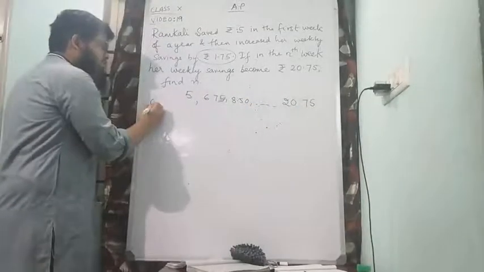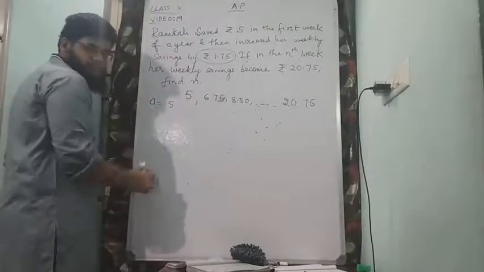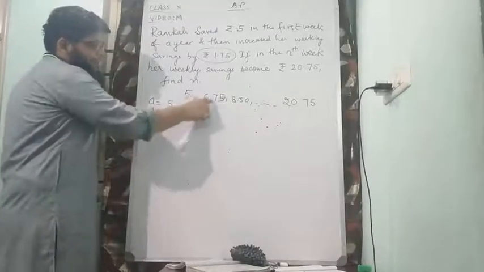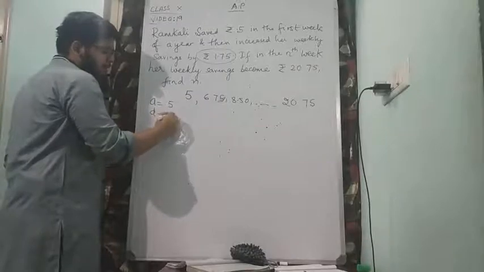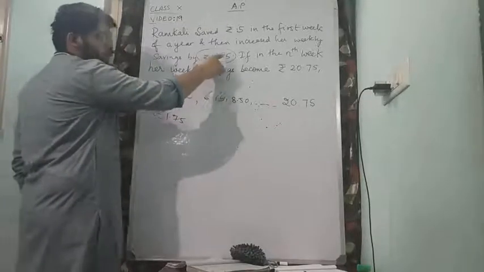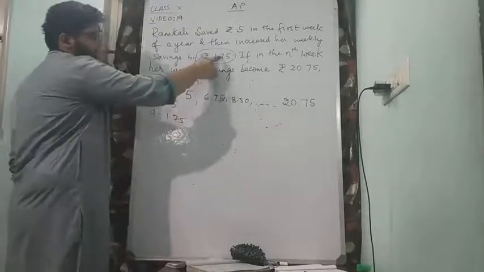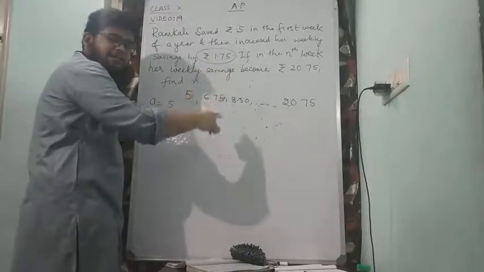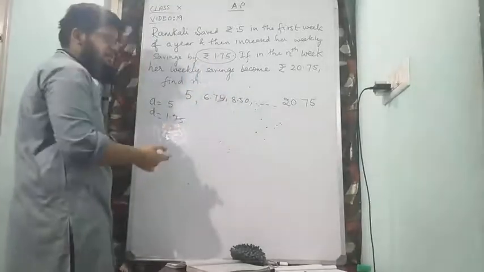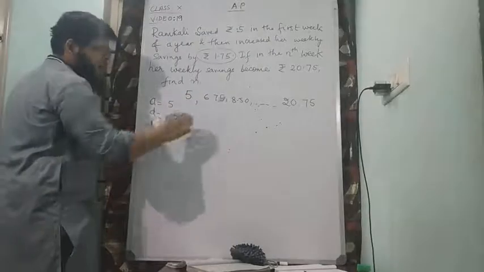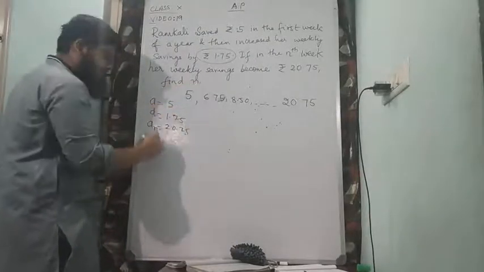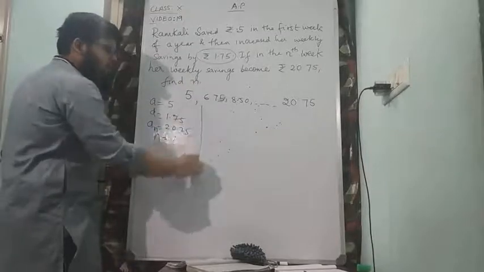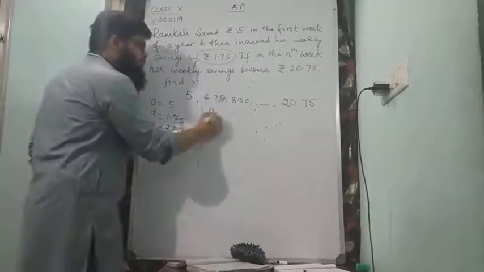So let us write A will be 5, D is A2 minus A1, 6.75 minus 5 will be 1.75. You can directly take this number as D, because every time she is increasing 1.75, that will be the difference. And AN is the last value, 20.75, and they have directly given find n, so n will be equal to question mark. Let us now use the formula of AN.